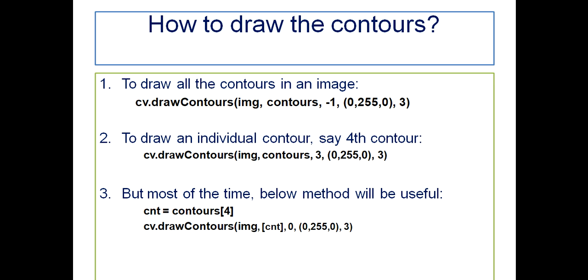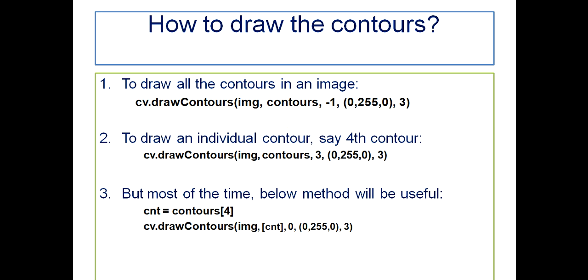So first I am writing three different ways. You can take any one of them. To draw all the contours in the image, what we need to pass? -1. So cv.drawContours, image, contours that we have found using the findContours function, -1 for all the contours, then (0,255,0), 3. Okay, and then all the contours will be drawn.